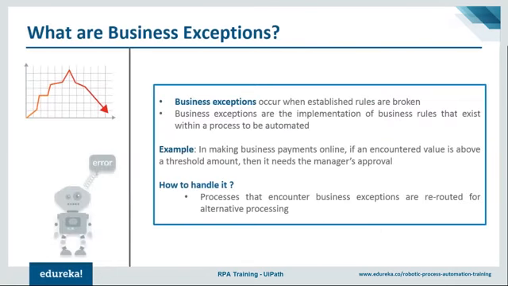Business exceptions occur when established rules are broken. If you have said that inside my company this is the way things happen, you will design your bot to work that way. But tomorrow your business process changes, and your RPA bot was programmed to work on the previous rule. So it will still work that way, and that is where a business exception actually occurs.